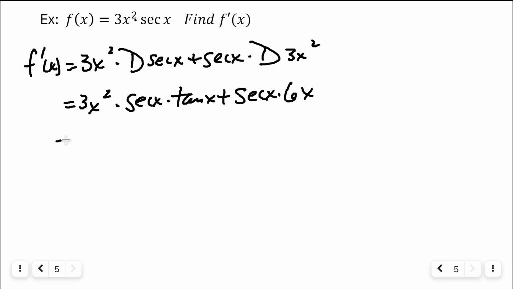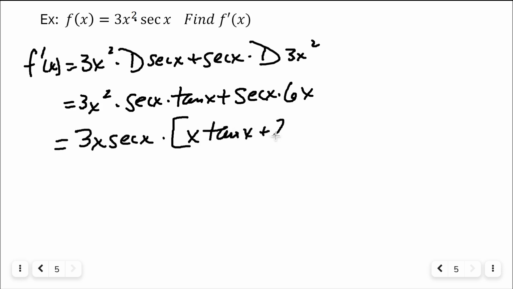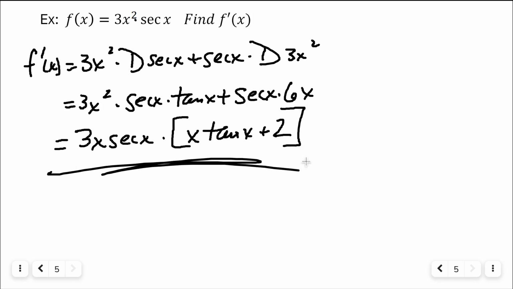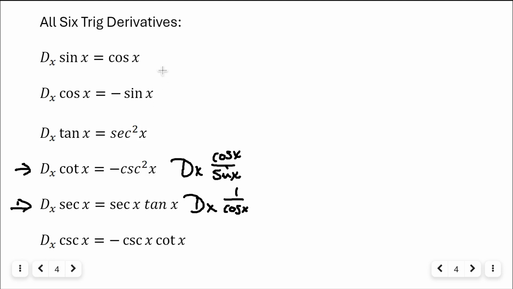And now if you wanted to, you could factor out. There is a GCF. There's a 3x and a secant x all in common, which would leave me with x tan x plus 2, and yeah, that's it, just 2 over there. And this would be an answer. This would be a good answer. This is also a good answer, depending on the situation that you're in. And that's it. So we're literally just using these rules that we see on this page.